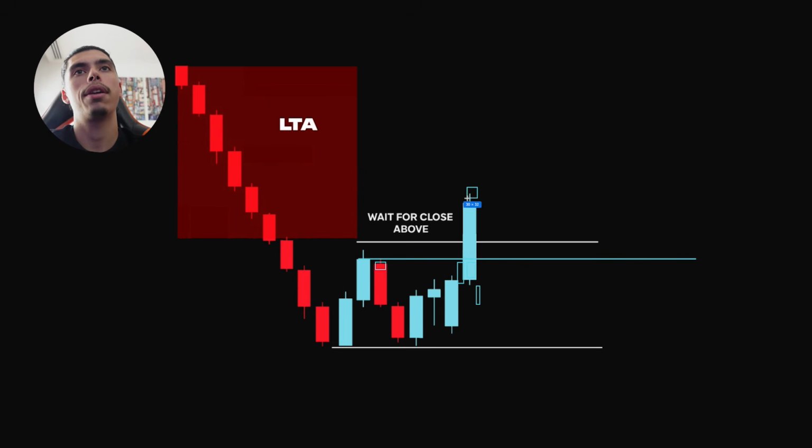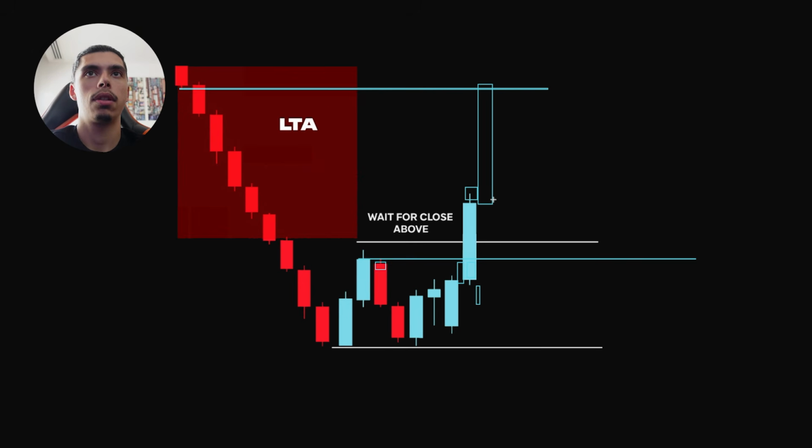All you have to do is wait for a candle closing above that zone. The minute the candle closes above that zone, you're going to take an entry, breaking the high, and targeting what? Whatever the next level is, right? That's going to be your TP or a 1-to-1. 1-to-1 is always a great spot to secure.